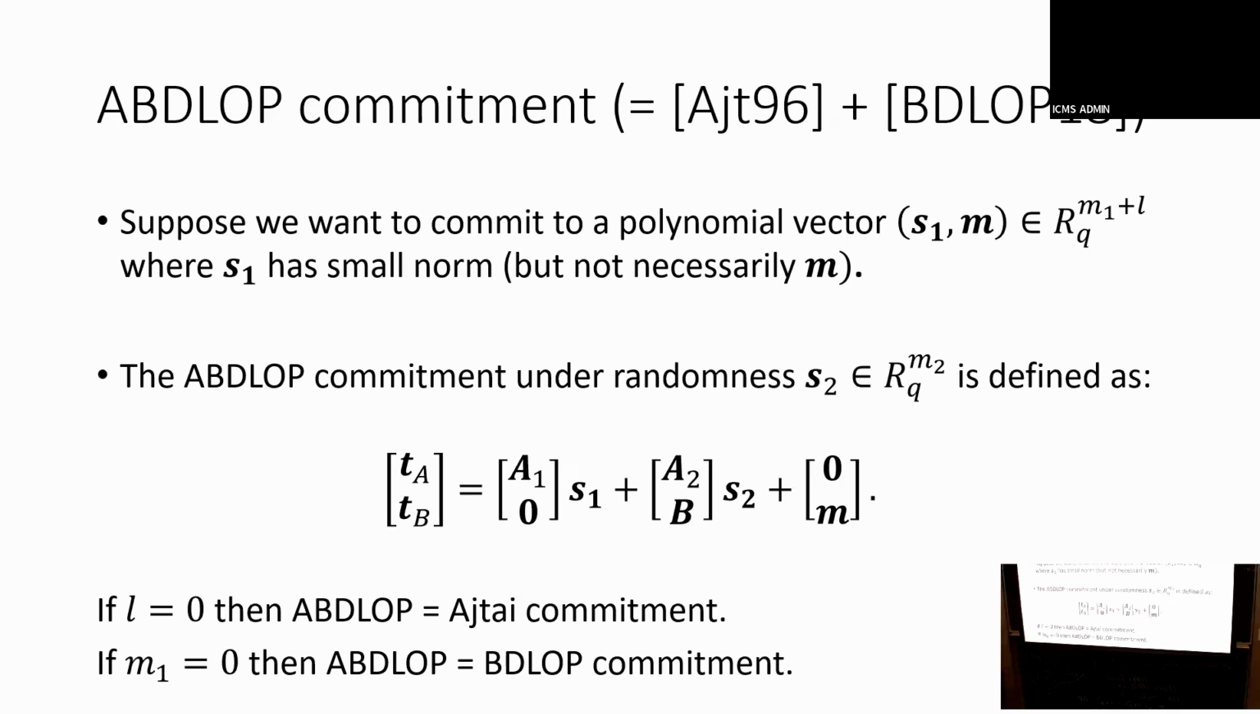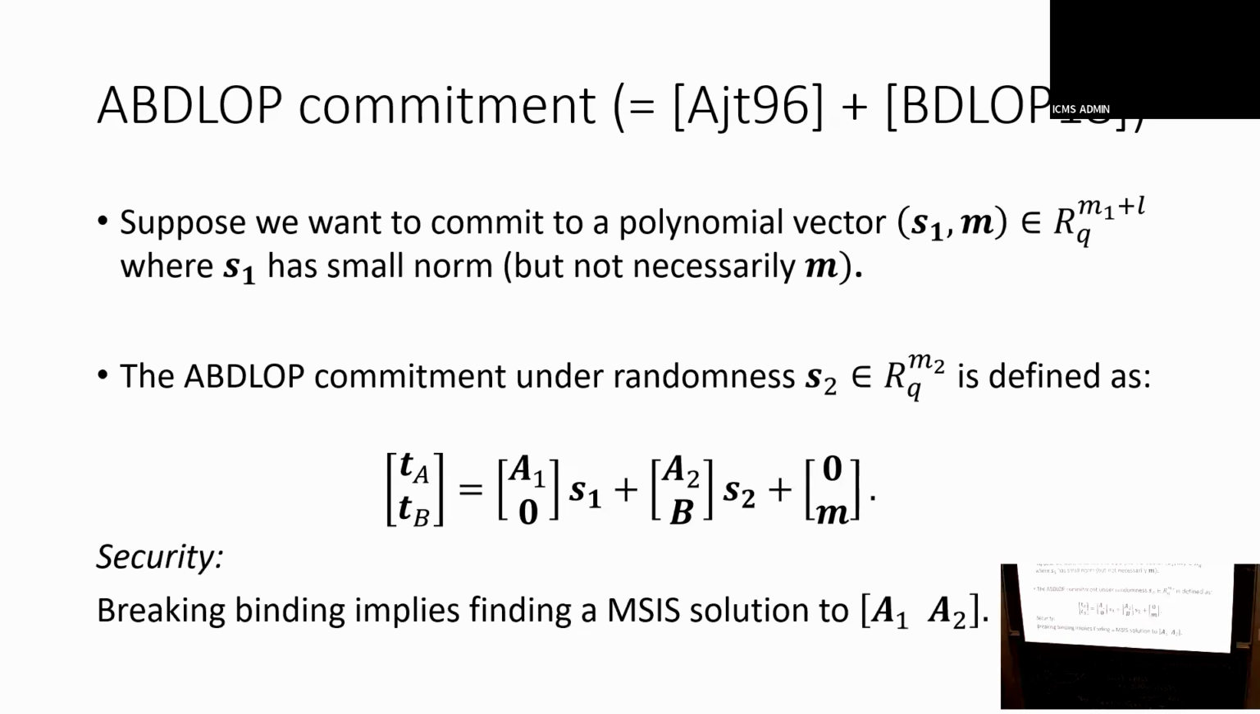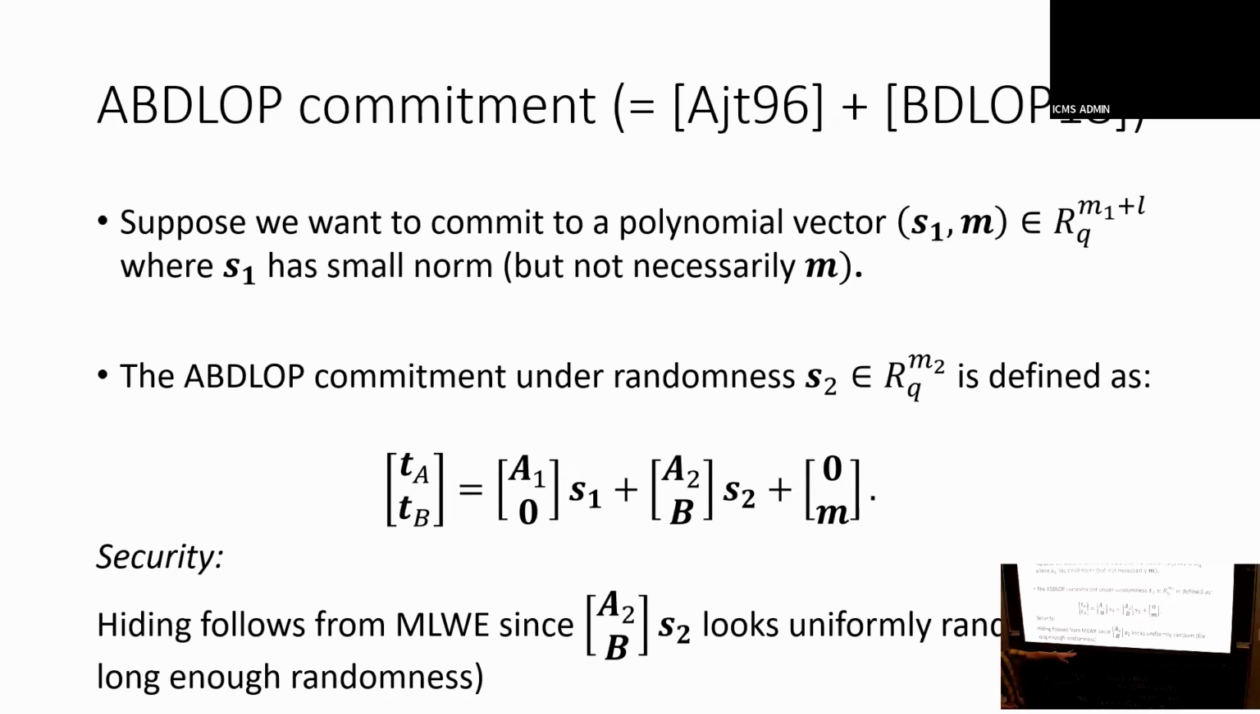Any questions about binding or hiding? Let me check if there are. Okay, so breaking binding implies finding a solution for A1, A2. And then hiding comes from this part, if that's what we want to use, for example using the LWE, or using a statistical argument if someone wants it.